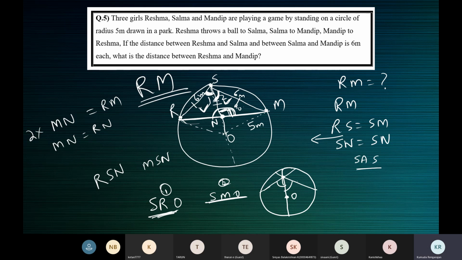Okay, so RN is equal to MN. Then what's the next information? Through congruency. Yes, what's the next thing?